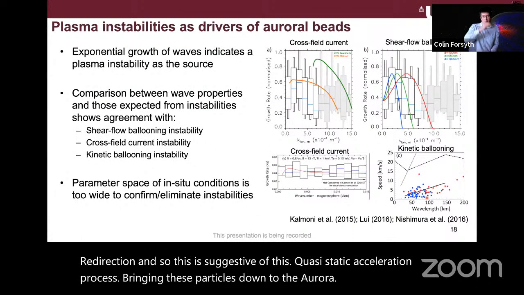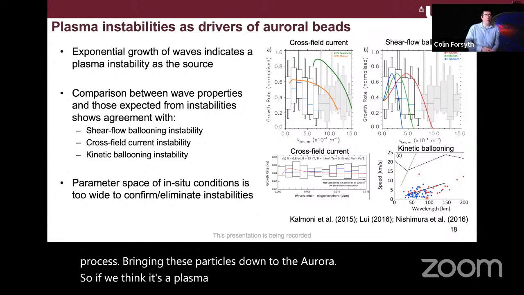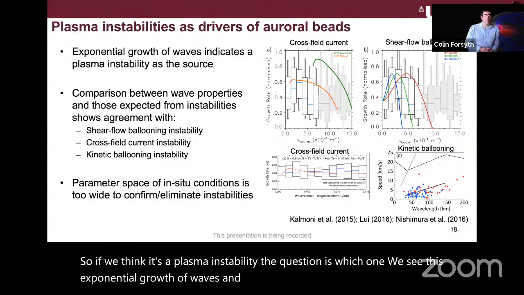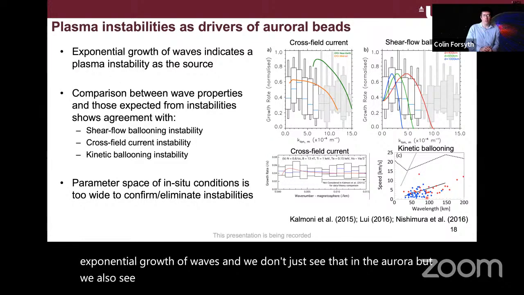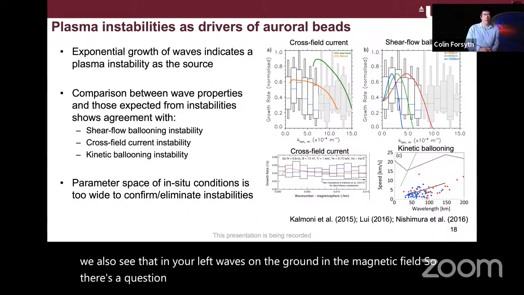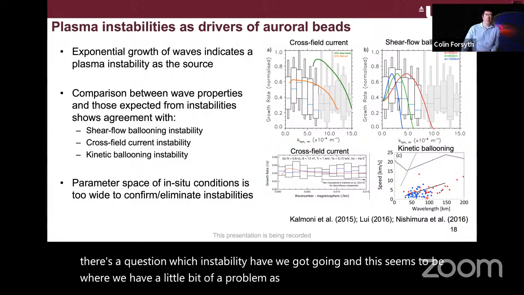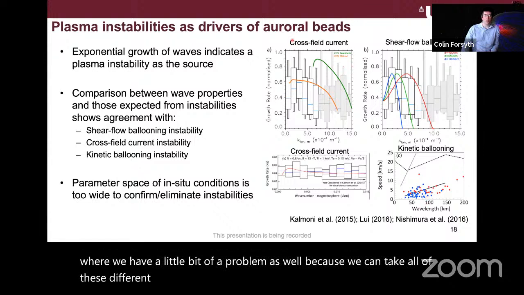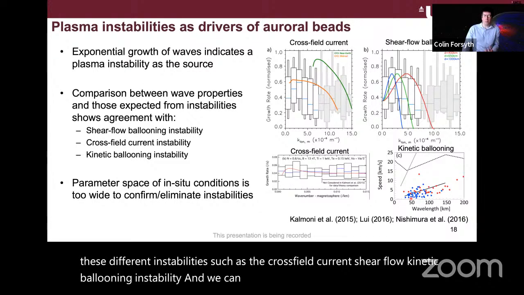So if we think it's a plasma instability, the question is, which one? We see this exponential growth of waves, and we don't just see that in the aurora, but we also see that in ULF waves on the ground in the magnetic field. So there's a question, which instability have we got going? And this seems to be where we have a little bit of a problem as well, because we can take all of these different instabilities, such as the cross-field current, shear flow, kinetic ballooning instability, and we can find that if we plot out some feature of these beads, we can get some agreement.